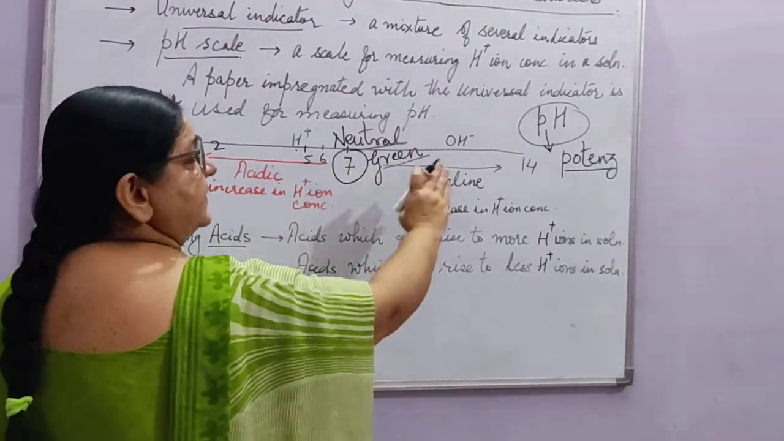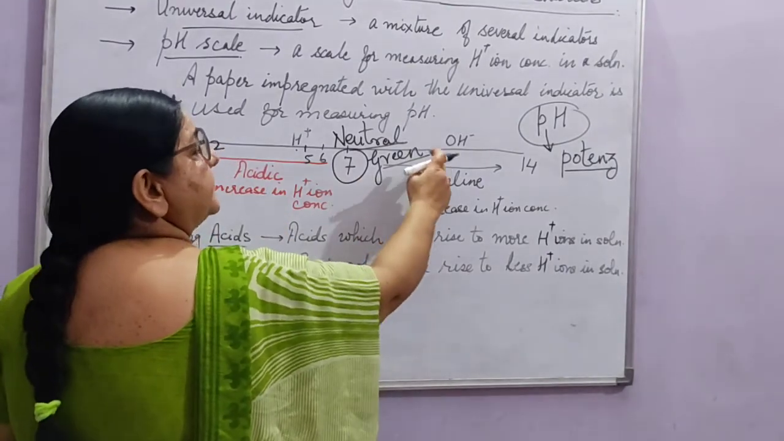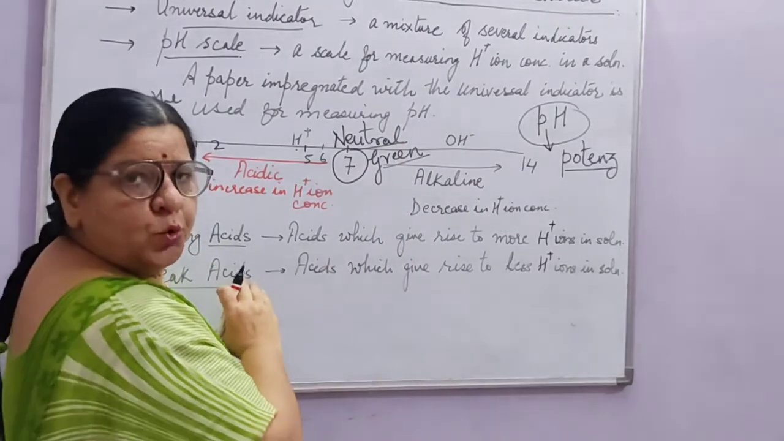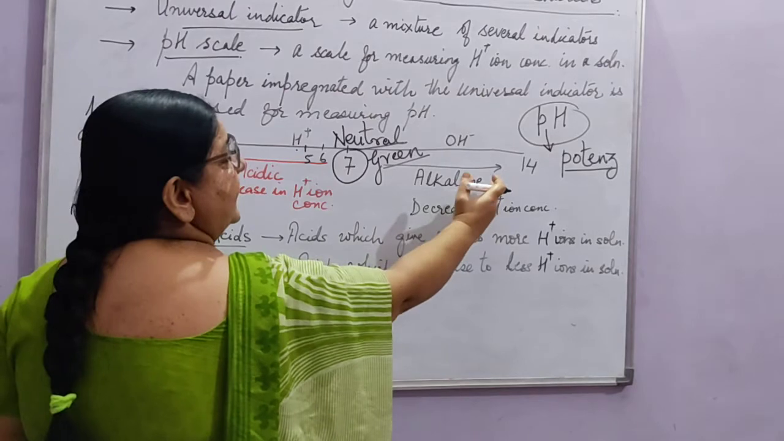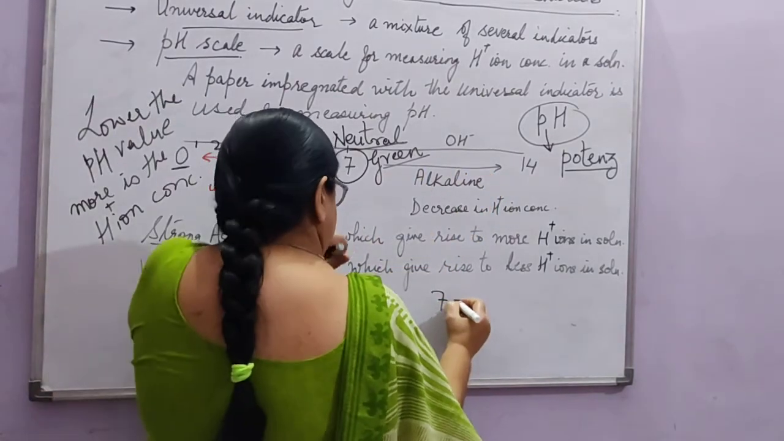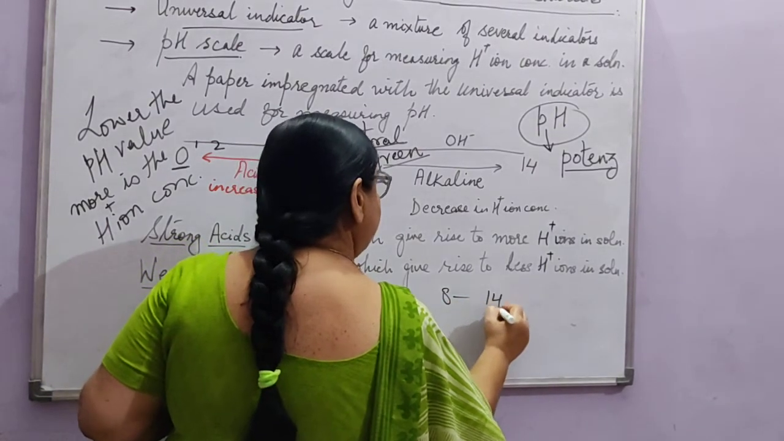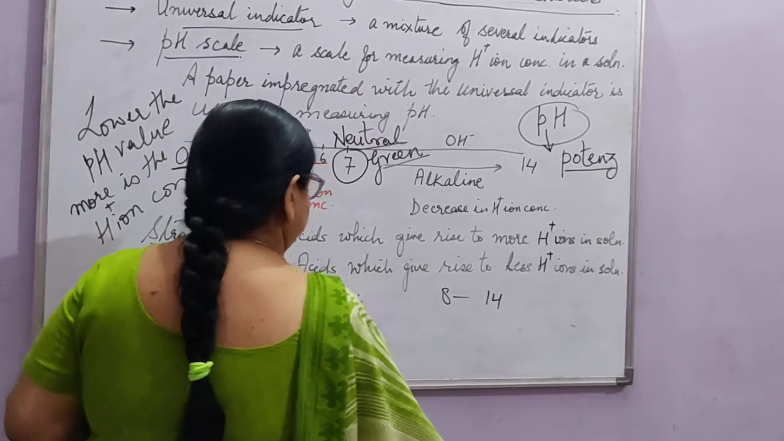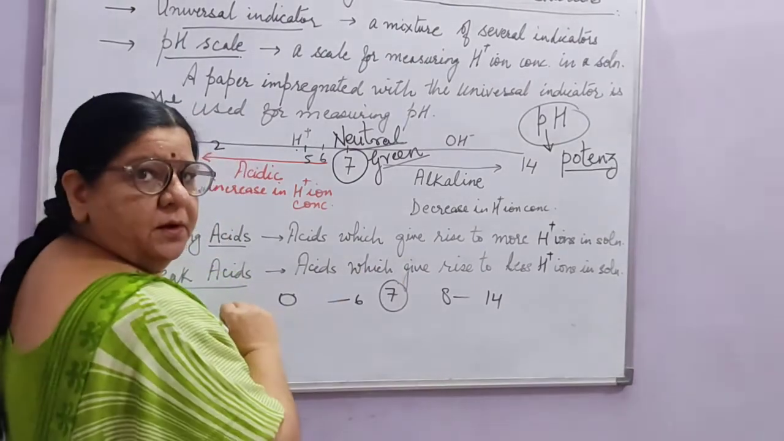Same way this side also. It is green, then purple, and then it becomes dark blue in color. So this side shows acidic nature, that side shows alkaline. 7 is neutral, 8 to 14 is alkaline, and this side it will be 6 to 0, right?